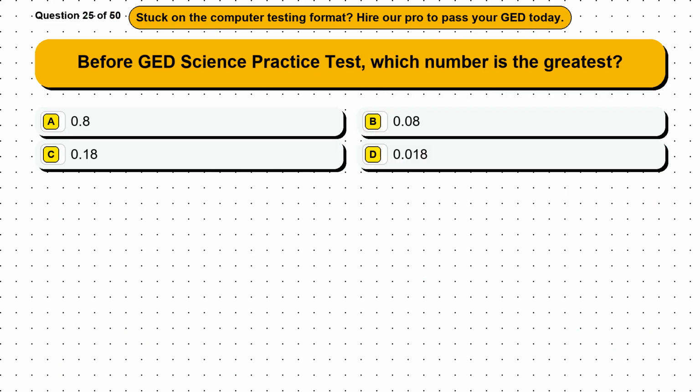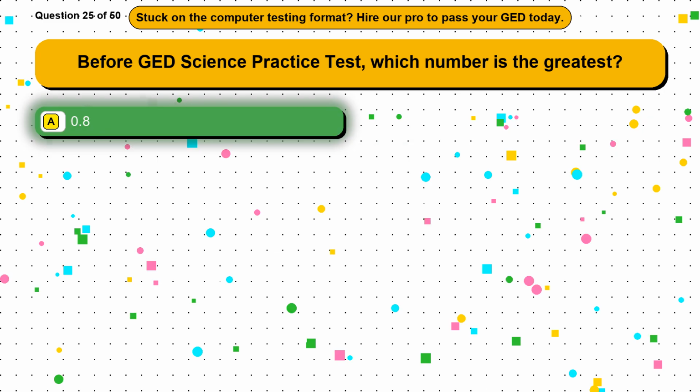Question 25. Before GED Science Practice Test, which number is the greatest? Option A, 0.8. Option B, 0.08. Option C, 0.18. Option D, 0.018. The correct answer is option A. 0.8.